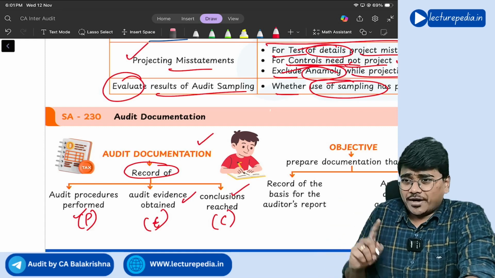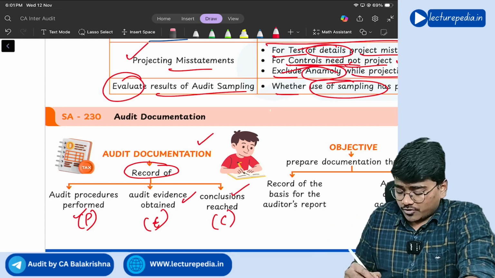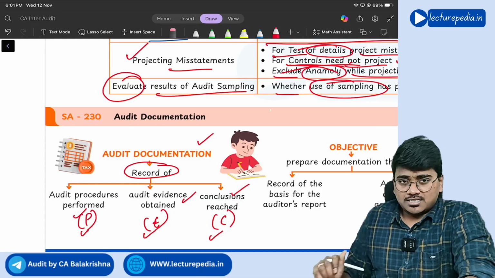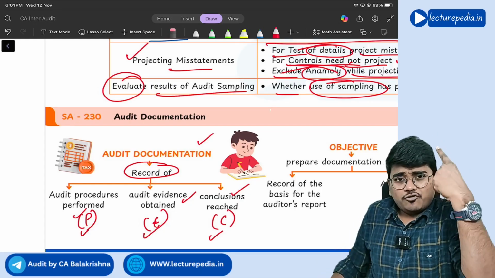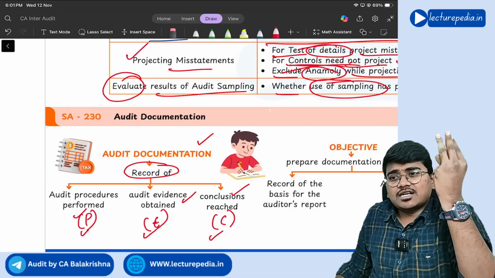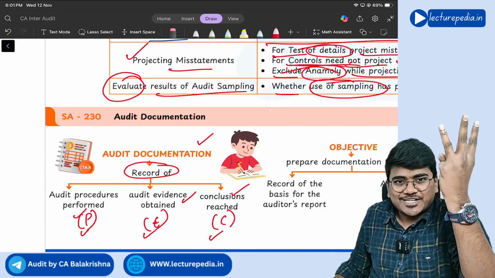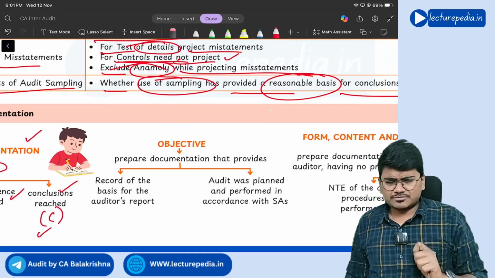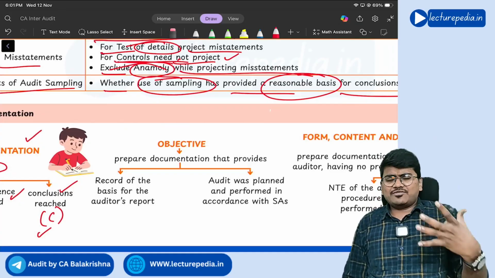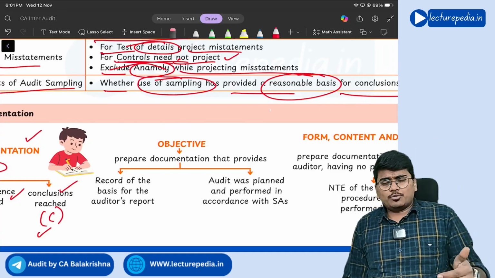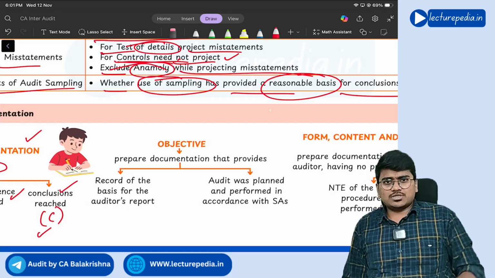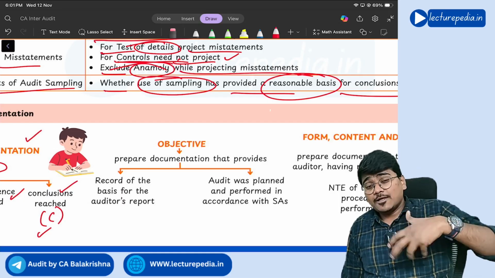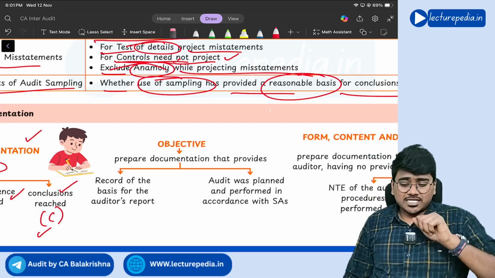So, audit documentation is the record of the procedures performed, evidence obtained, and the conclusions reached. Got it? Yes, sir. Got it. Next, what I told you, each and every standard has its objective. We are seeing those objectives till now. Now, similarly, what objective does this SA 230 have?